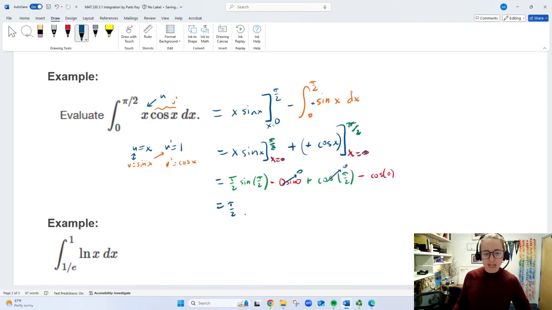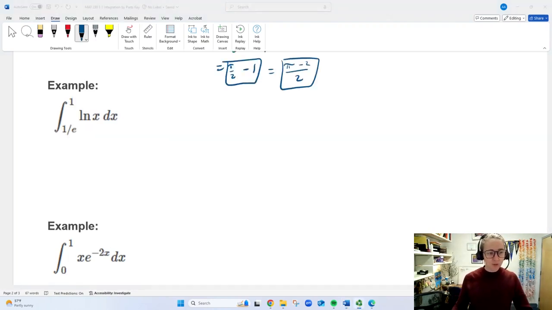So I end up just getting pi halves minus, let's see, cosine at 0, my x value, which will be 1. And I could just leave my answer like this. You could also make that 1 be a 2 over 2 and then combine it. But either one of those answers will work.